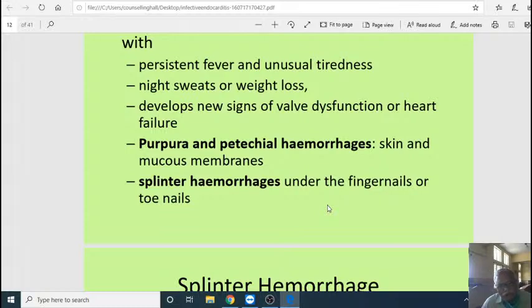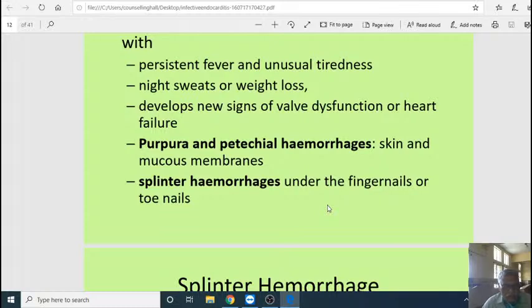or heart failure. The patient may develop petechial hemorrhages on the skin and mucous membranes, which is mostly due to the transmission of bacterial emboli into the circulation. The infected emboli may get lodged in the submucous tissues in the mouth, conjunctiva, vagina, and anal canal, etc.